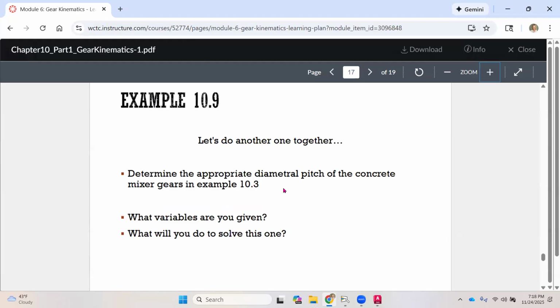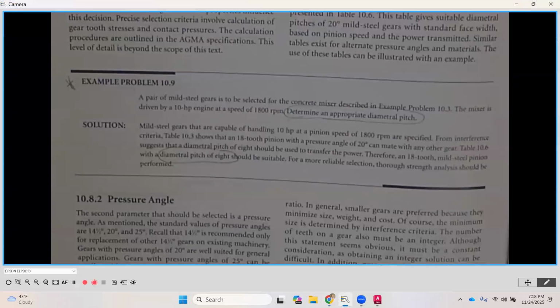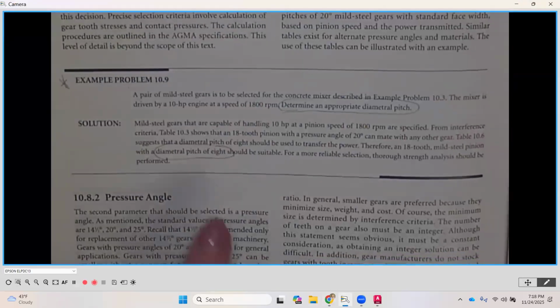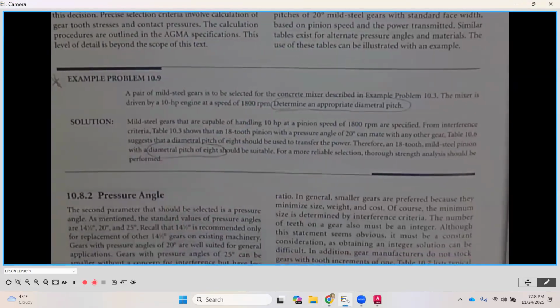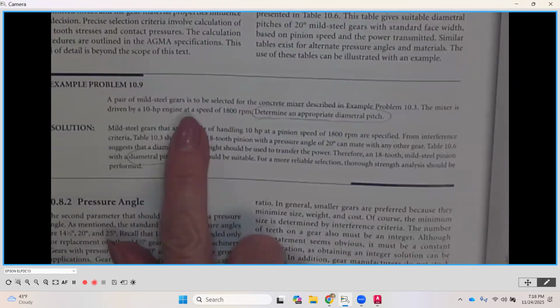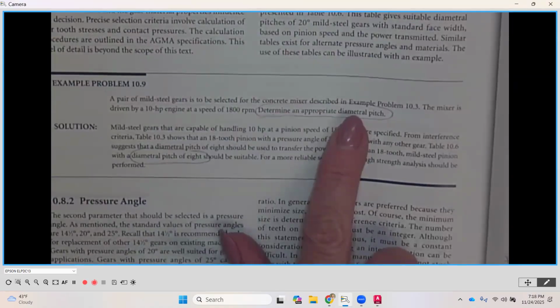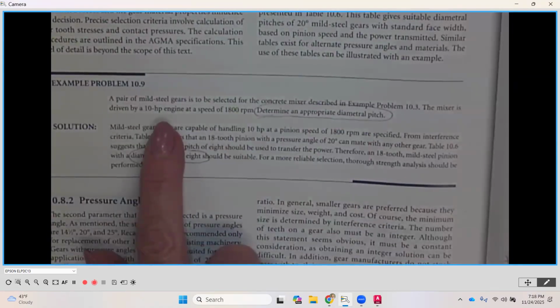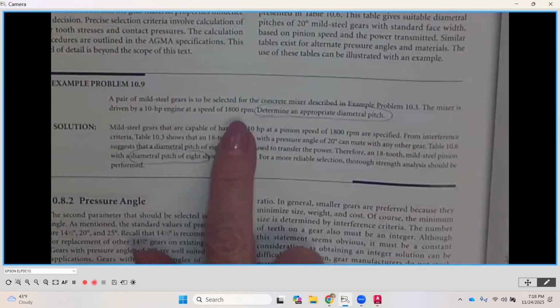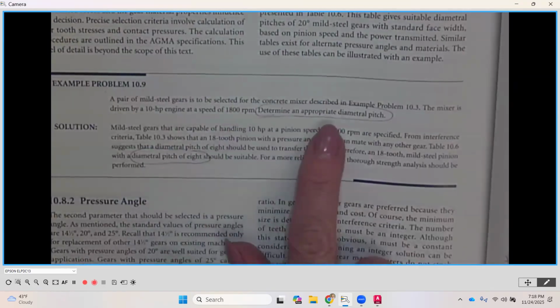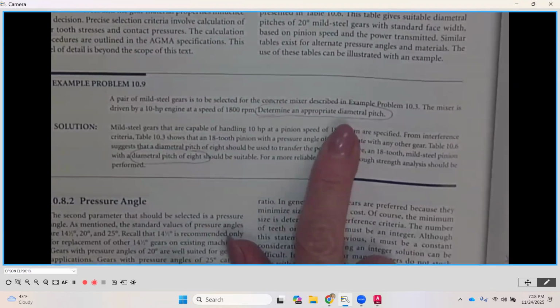So if we go to the top of page 276, we're going to find problem number 10-9. Okay. 10-9 says a pair of mild steel gears is to be selected for that concrete mixer described in the previous example. The mixer is driven by a 10 horsepower engine at a speed of 1800 RPM. Determine the appropriate diametral pitch.